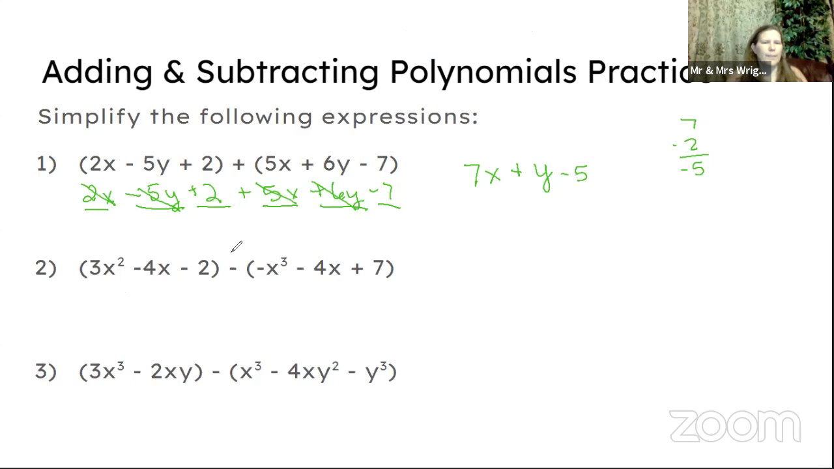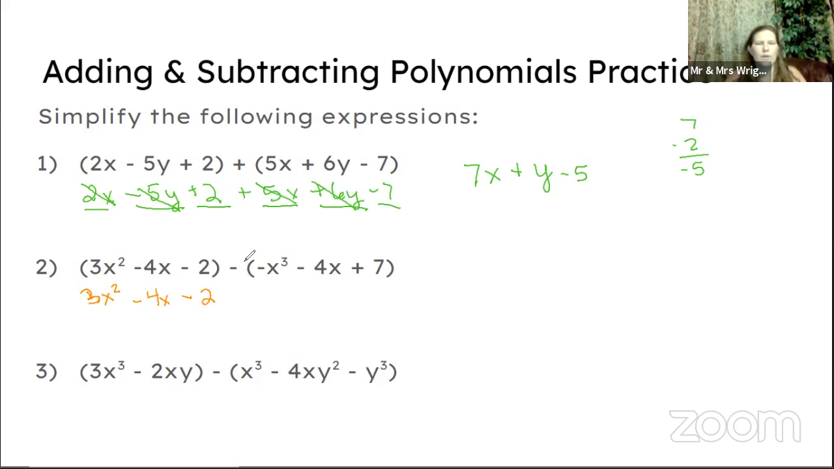Now the next one. The first thing we have to do, remember, is distribute this negative sign to each term of this second polynomial. And what that simply means is we have to change the signs of every term in here. So I'm going to write the first polynomial exactly as it is without the parentheses: 3x squared, so 3, minus 4x minus 2.